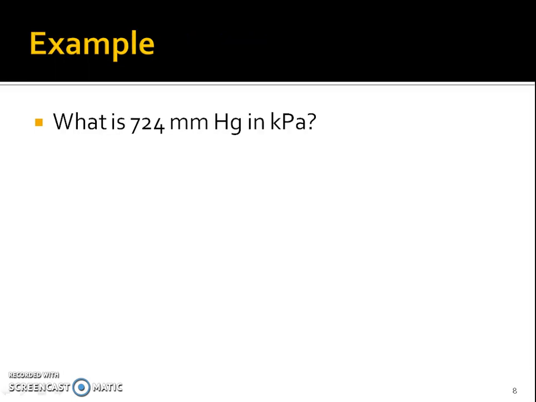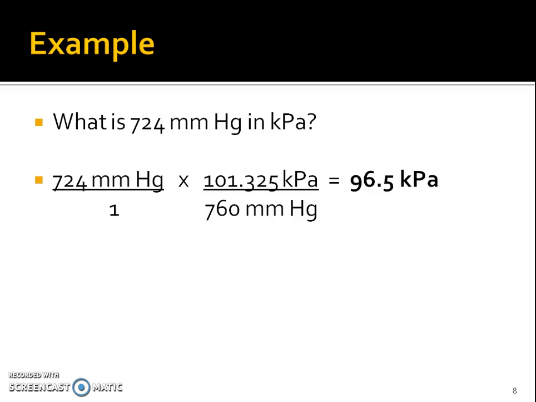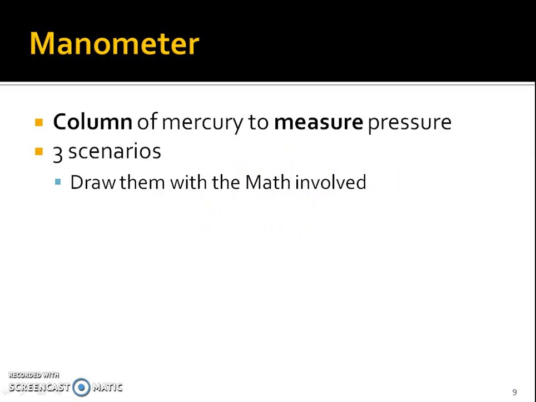So here's an example. Can you go from 724 millimeters of mercury to kilopascals? I suggest pausing the video, see if you can do it, and then come back and play to check your answer. There you go. Hopefully you got that right. You're using the kilopascals and millimeters of mercury as a conversion.